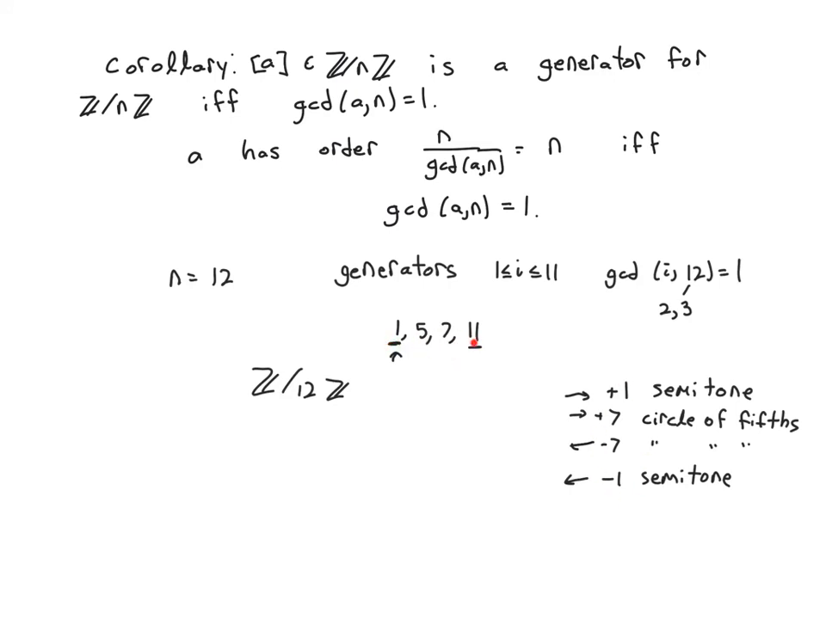And the point here is that if you take any other element, like say plus 2, you'll get only some of the elements. You're not going to get all of them. So these are the only 4 combinations you can make that allow you to get all 12 semitones. And all other ones you're going to get a proper subset.